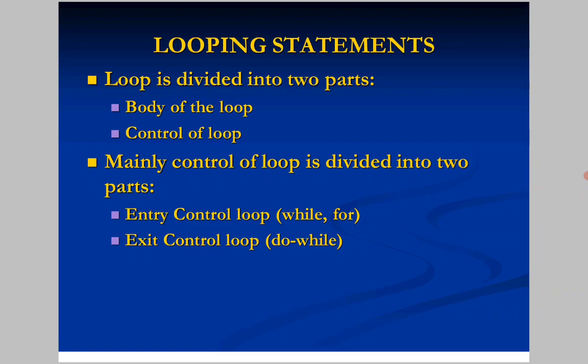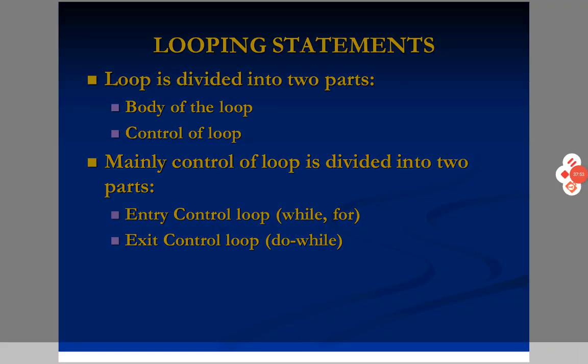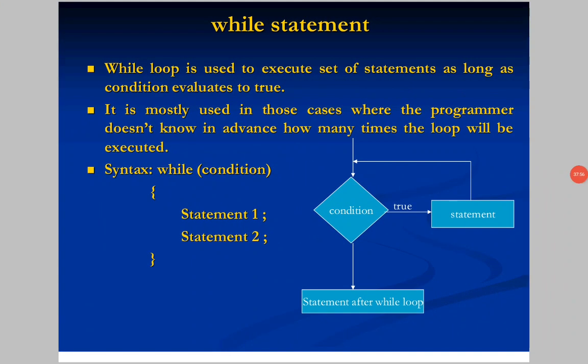So we start with looping statements. What are the looping statements? There are three looping statements in C language. First one is for loop, second one is while loop, third one is do while loop. So the first statement is the while statement, or while loop.